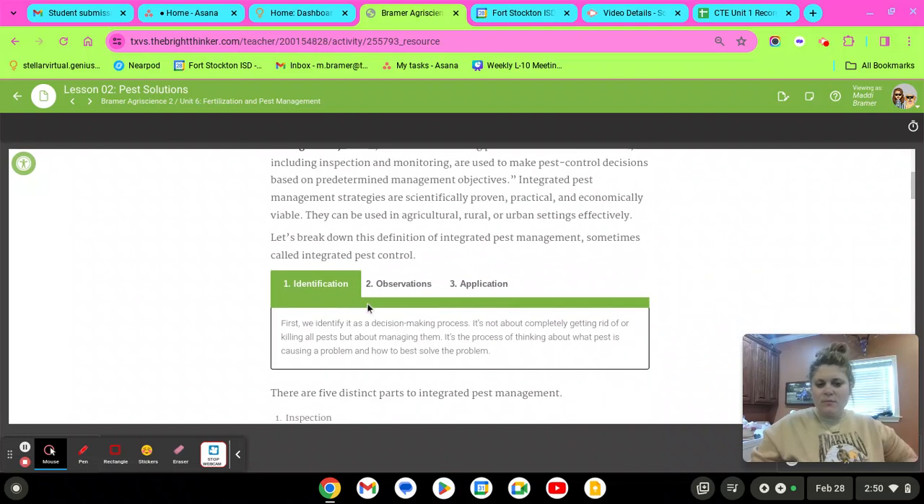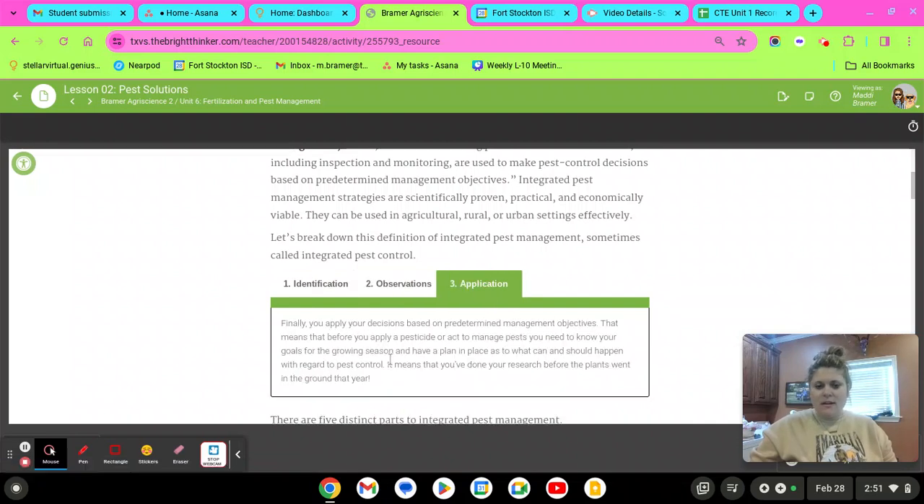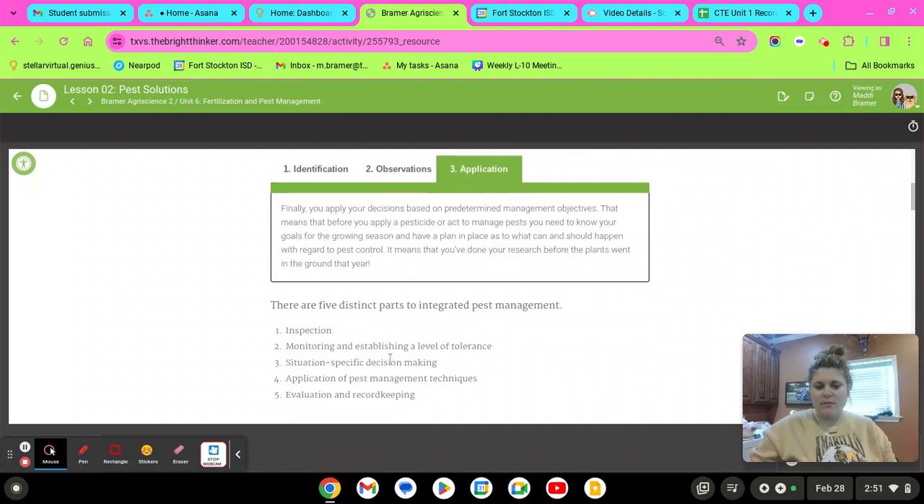So number one, the first thing you need to do if you've got pests is identify. So figure out what that pest is. Okay, you have the internet at your fingertips. That's going to be your best resource, or maybe your county extension person, or maybe an ag teacher. Somebody is going to be able to help identify that pest. Two, you're going to look at observations. That means you watch and see what that pest does. And then you're going to apply your decisions in order to figure out the best pest control.